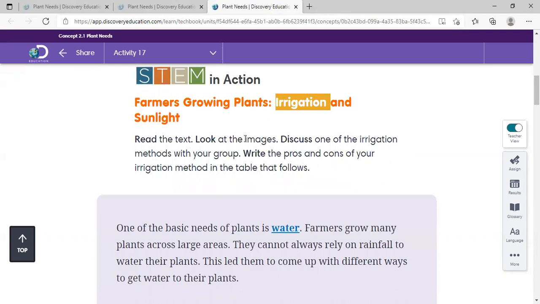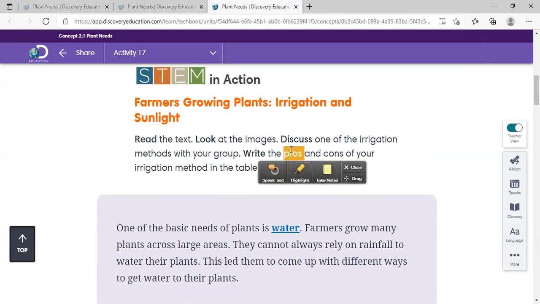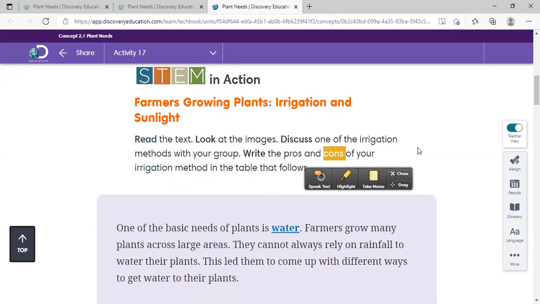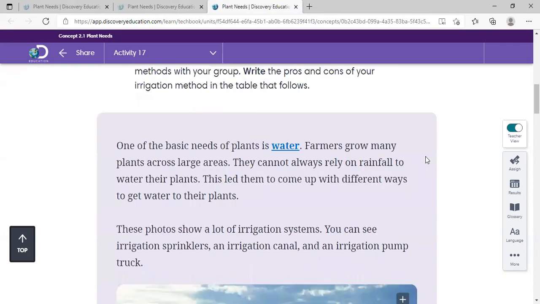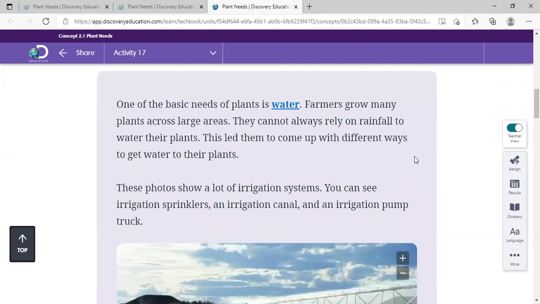Read the text, then look at the images. Discuss one of the irrigation methods with your group. Write the pros and cons. The pros are the things that are useful or good, like the advantages of each irrigation method. Cons are like the disadvantages of these methods, in the table that follows. So let's first read the paragraphs, then look at the pictures.